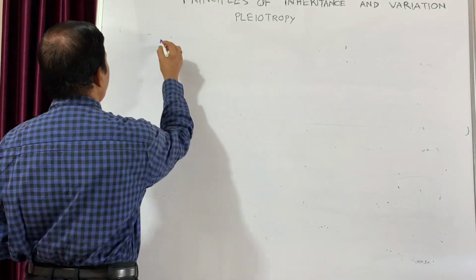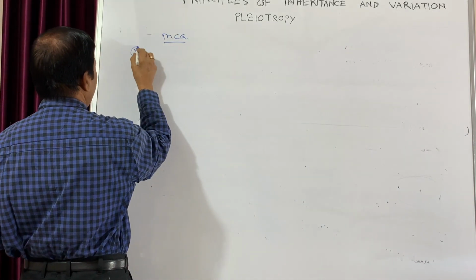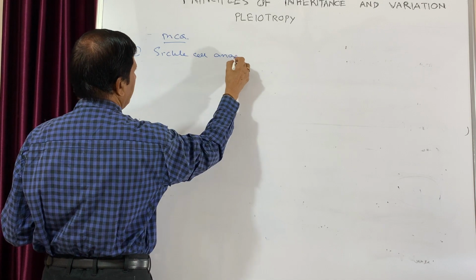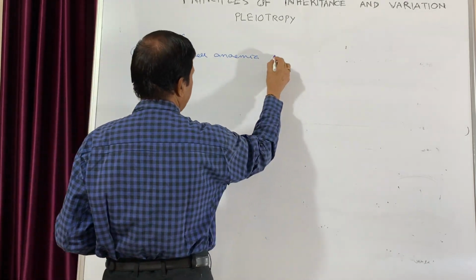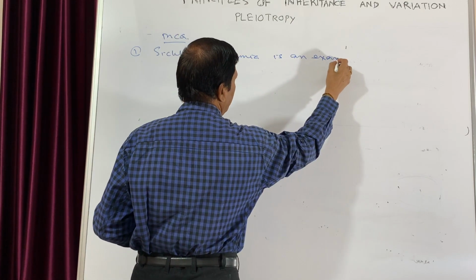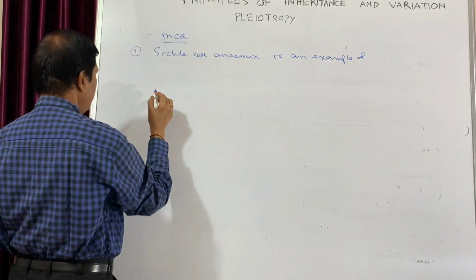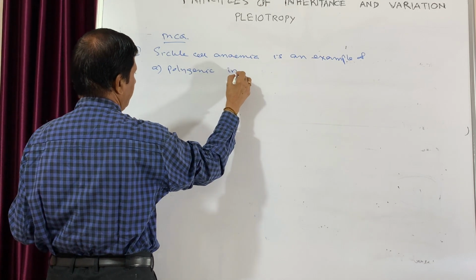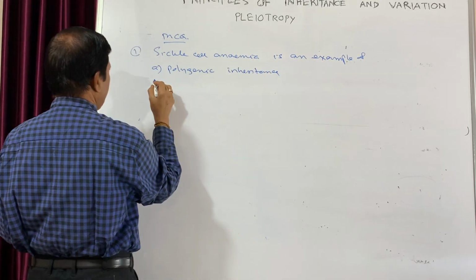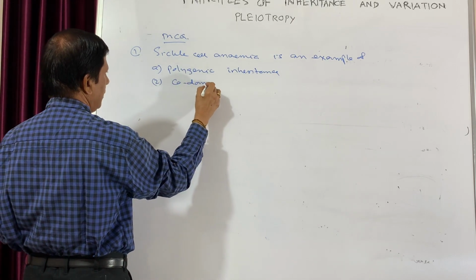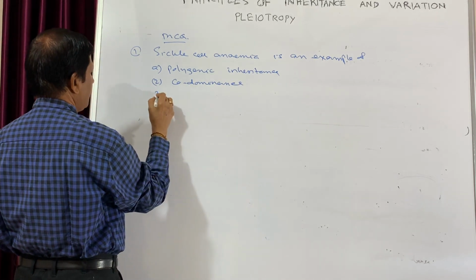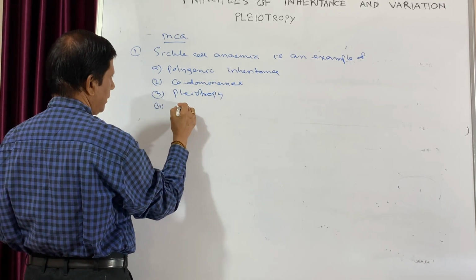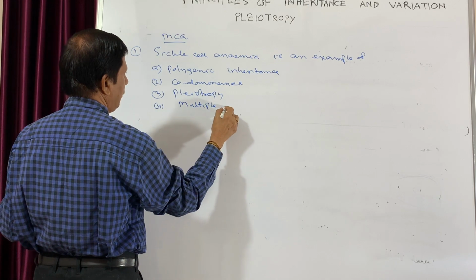So one MCQ we can take, the first one: sickle cell anemia is an example of, first choice, polygenic inheritance, second choice, codominance, third choice, pleiotropy, fourth choice, multiple allelism.